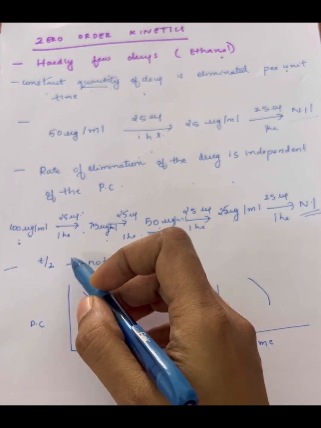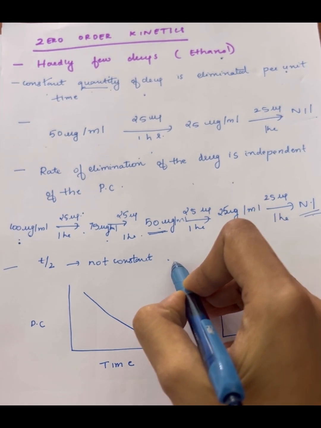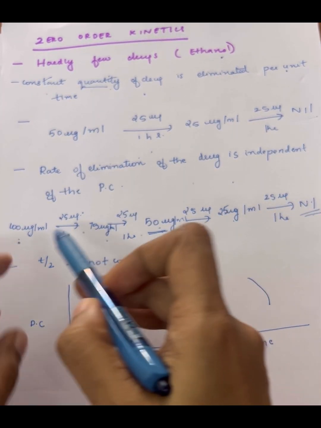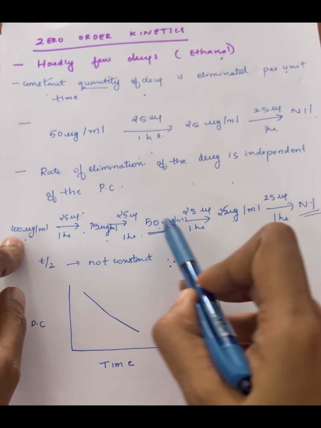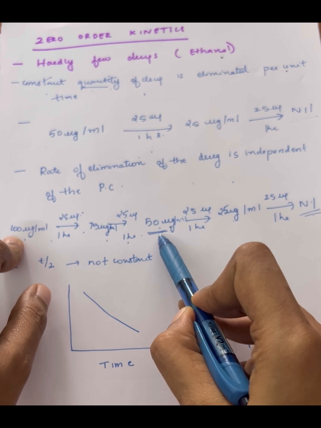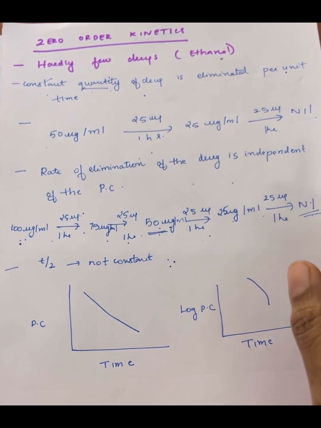Hence, the T-half of these drugs which are following zero order kinetics is never constant. So what is T-half? T-half is the time taken for the plasma concentration to reduce to 50%. So 100 to 50 is taking 2 hours. And then 50 to 25 it is taking 1 hour. So T-half is never constant in the drugs which are obeying zero order kinetics.